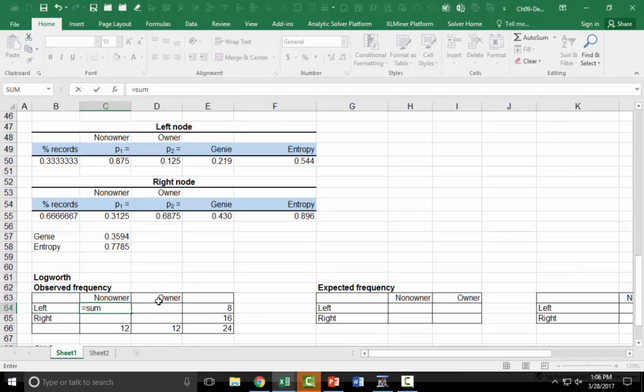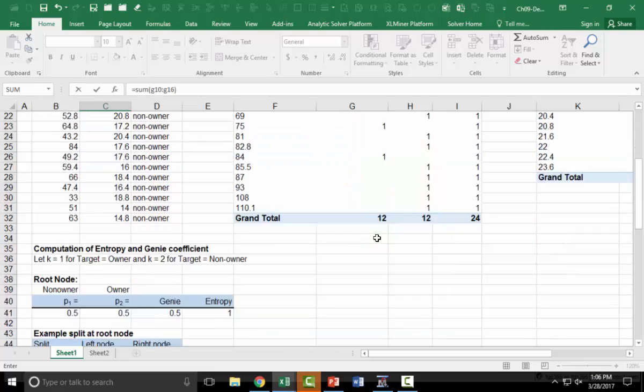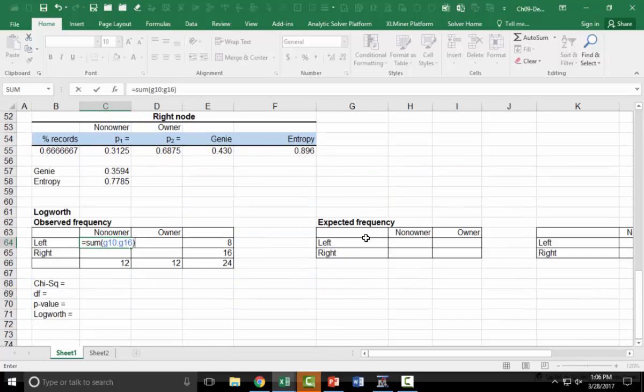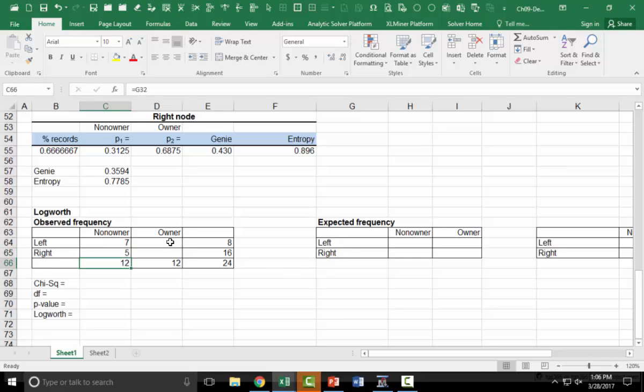Okay, sum of G10 through G16. So that will be the number of non-owners on the left side. So once we have that, then we can compute the rest of the cells. So that will be that minus that, and this will be that minus that. So these are the observed frequencies for the split.